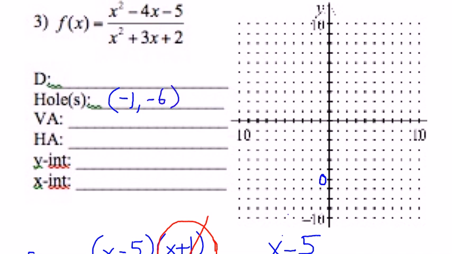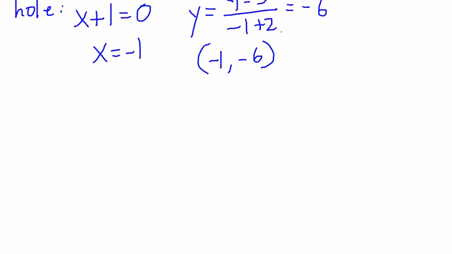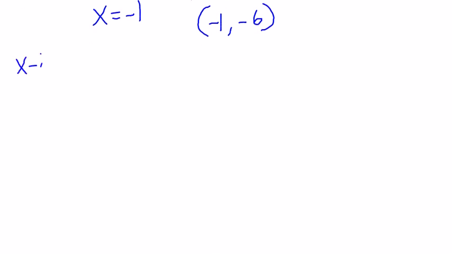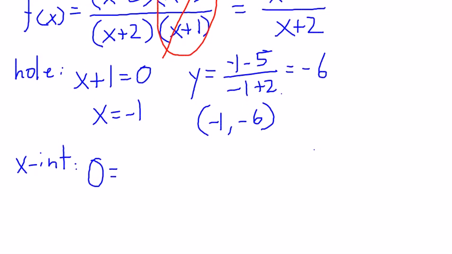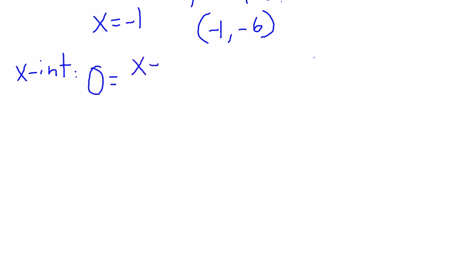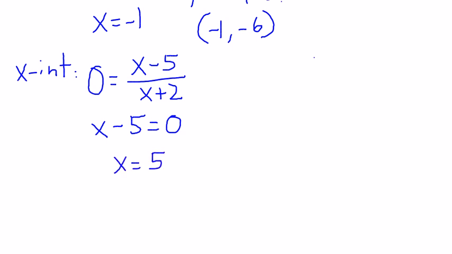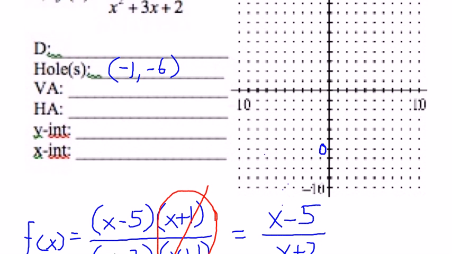Okay, the next thing I'm going to find is the x-intercept. So to find the x-intercept, you take the function and set it equal to 0, and we can use the simplified version. So 0 equals x minus 5 over x plus 2. So basically you just need to find out where the numerator equals 0, so x equals 5. So our x-intercept is (5, 0). 1, 2, 3, 4, 5.